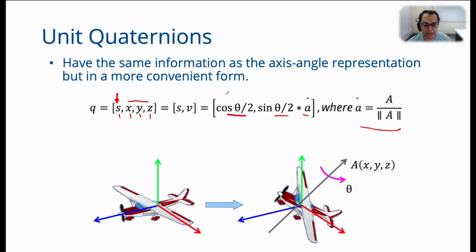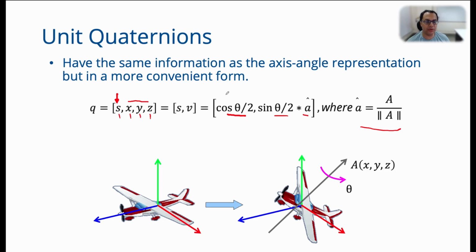So the quaternion, the unit quaternion rather, represents an orientation represented by A and theta such that cos theta by 2 forms the first component of the quaternion, and sine theta by 2 times the unit vector along the axis form the next 3 components of the quaternion. The good part about quaternion over axis angle representations is that quaternions have their own algebra that is derived as an extension of complex numbers.